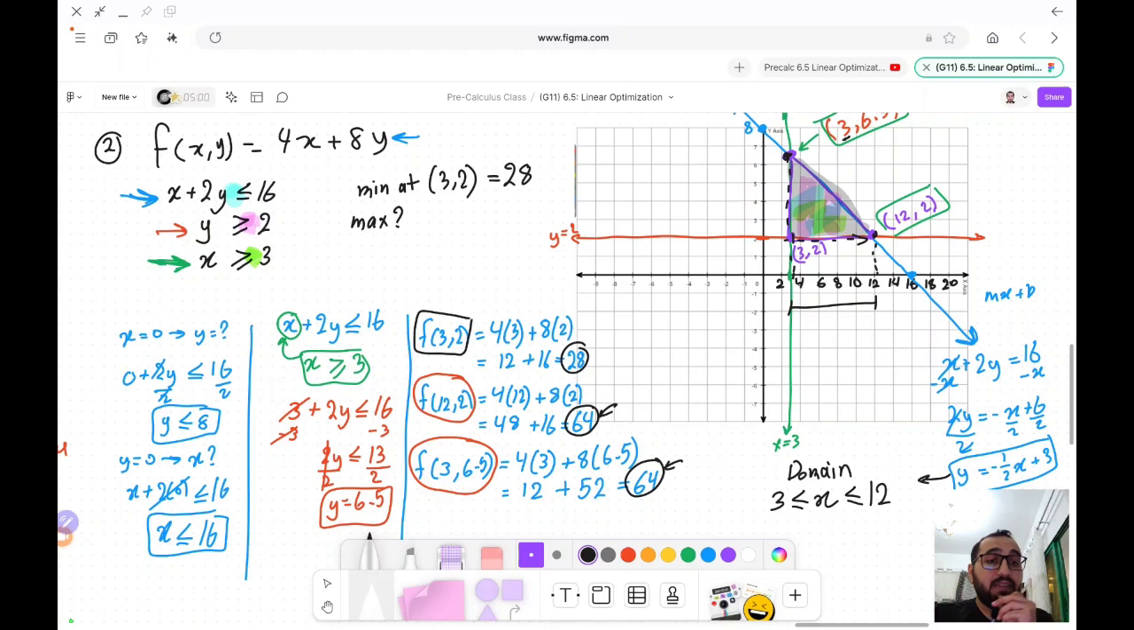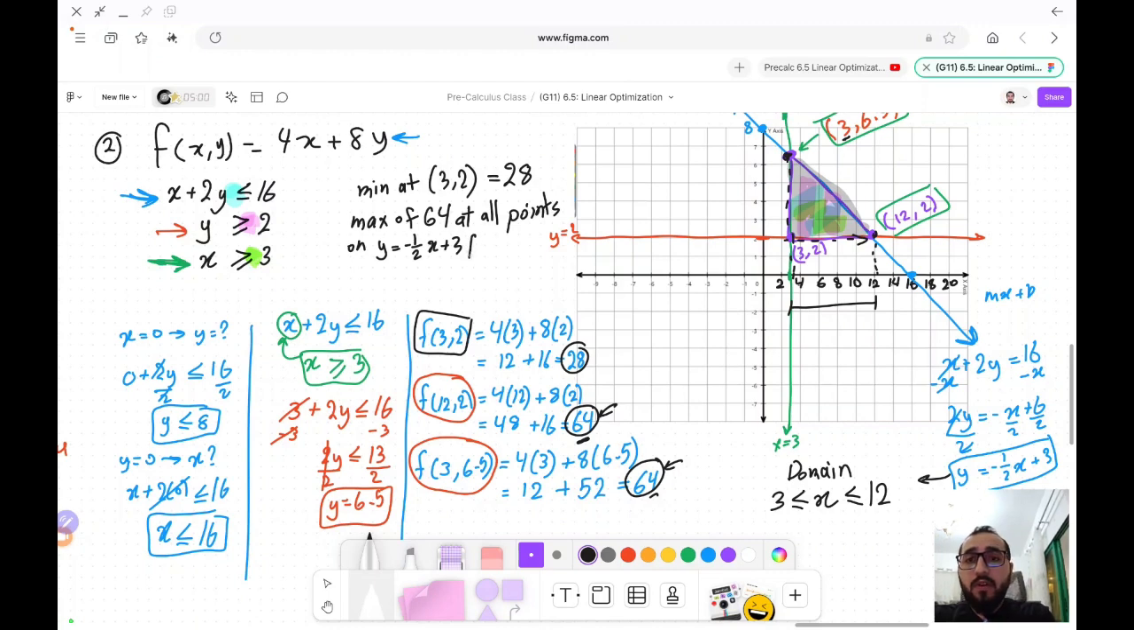Now to represent the maximum point, it should be the maximum of the answer that I get, which is 64. So the maximum of 64 is at all points on my line, which is y equal to negative half x plus 8.